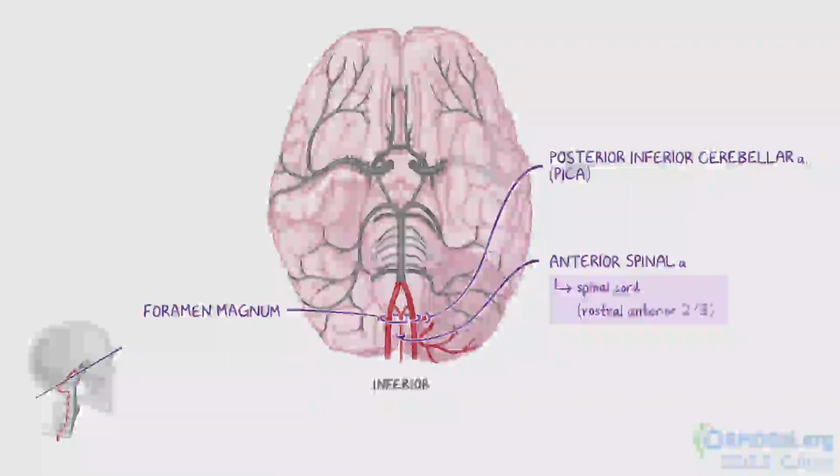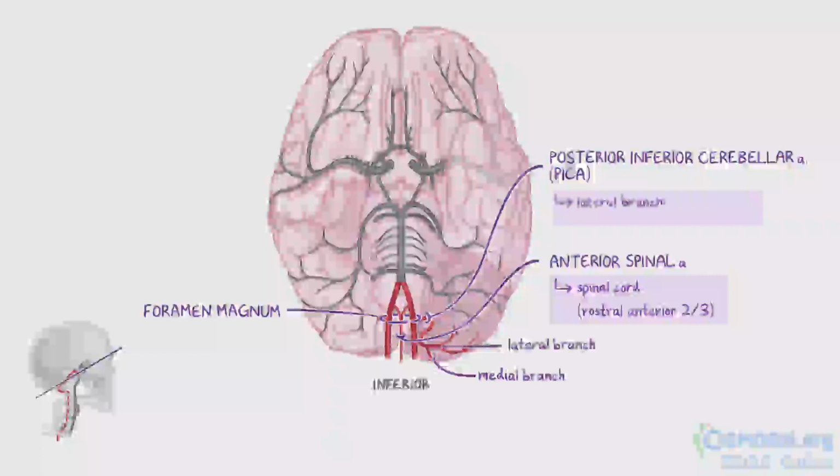The posterior inferior cerebellar artery, or PICA, on the other hand, originates from the vertebral artery and winds posteriorly around the upper part of the medulla oblongata, travels along the inferior aspect of the cerebellum, and divides into medial and lateral branches. The medial branch continues posteriorly, while the lateral branch supplies the inferior part of the cerebellum.